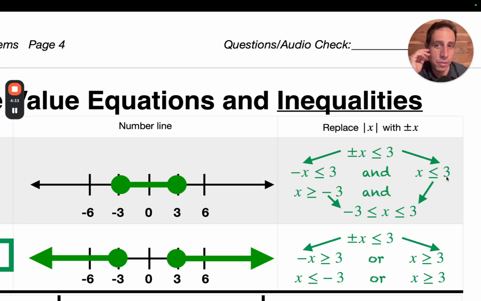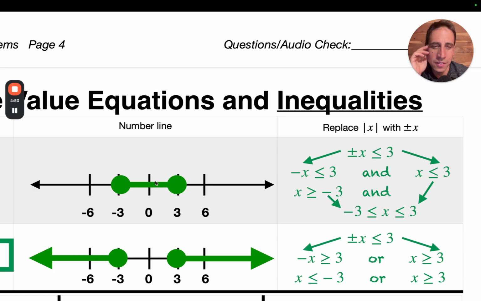X is less than or equal to 3, and you can see it's starting at 3. All these numbers are less than. But then if you multiply this side by -1 in order to solve for x, you have to remember to flip the sign. So it went from a less than to a greater than. So x has got to be greater than or equal to -3.